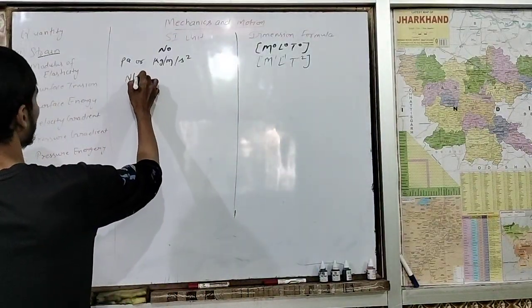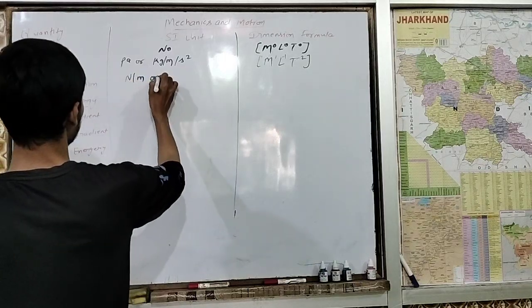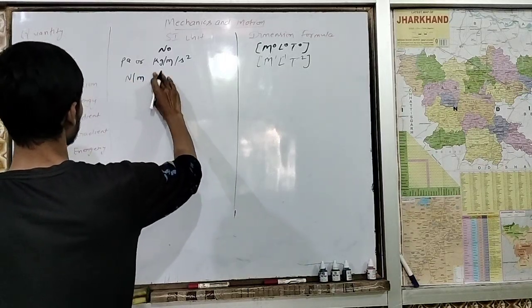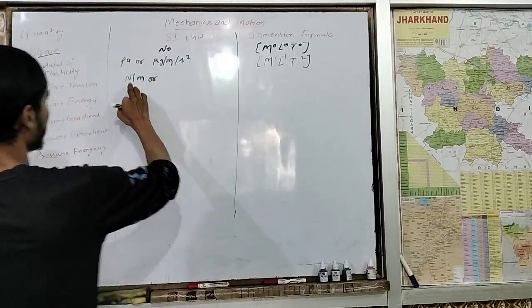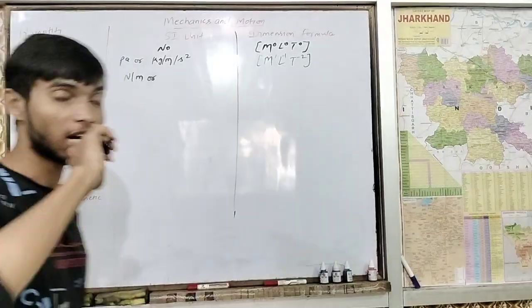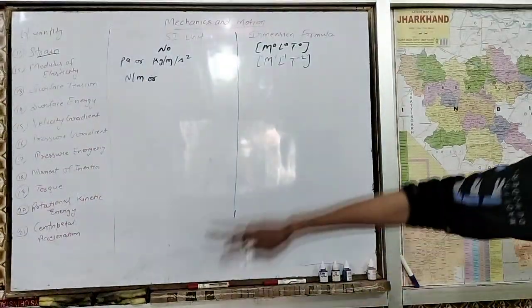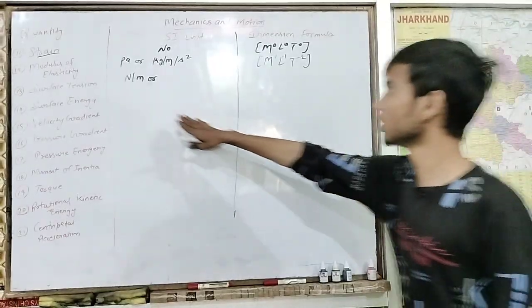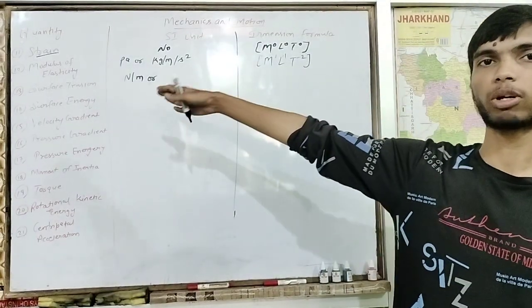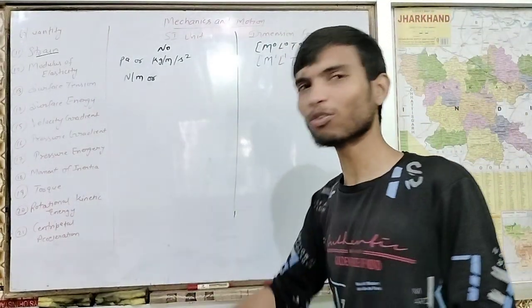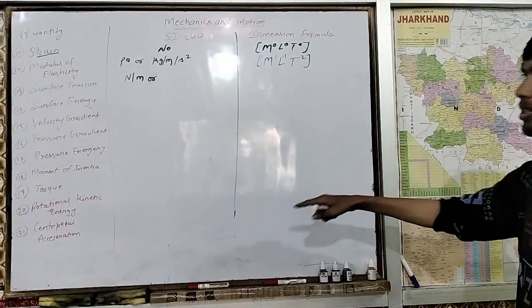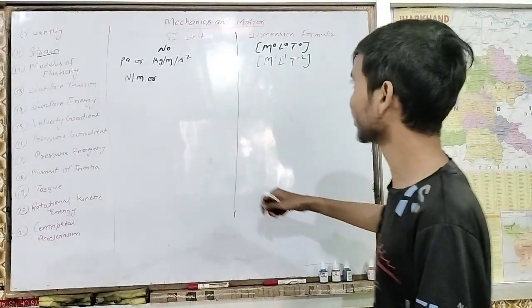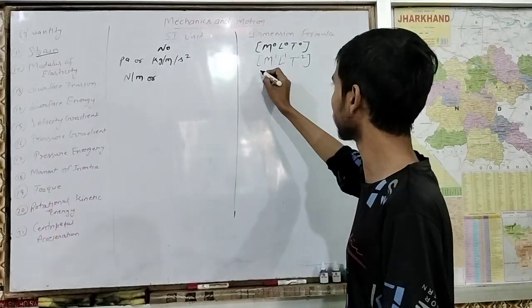Newton per meter. Or you can say here, Newton is coming, which means Newton is an SI unit of force. You know that. So what should be the dimension formula for Newton? You know that it is M1 L1 T minus 2, and here we have M also.